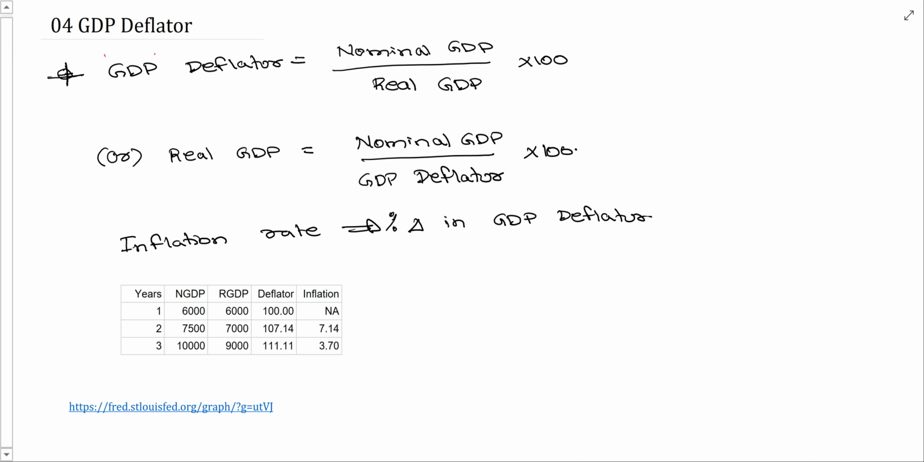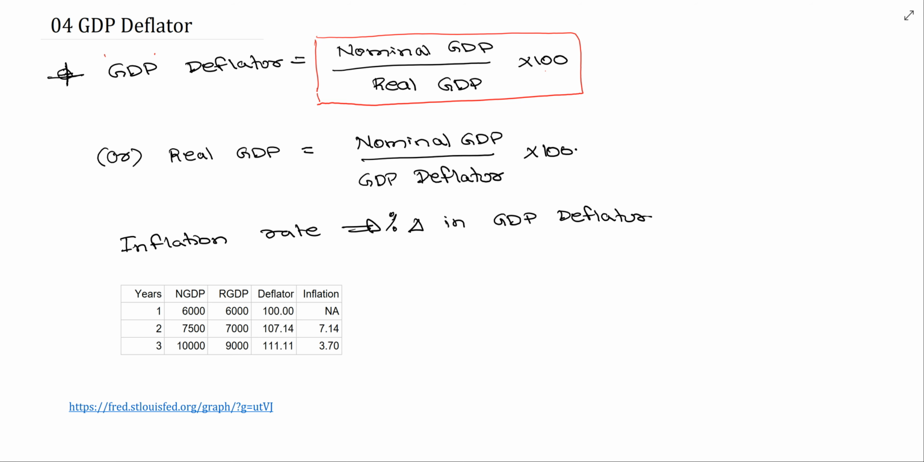And so GDP deflator is computed as the ratio of nominal over real multiplied by 100. And this 100 you are multiplying just to make sure that the base year GDP deflator is an index number. You start with number 100 instead of 1. And it's nothing but the ratio of nominal and real.